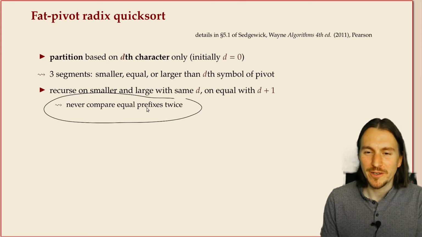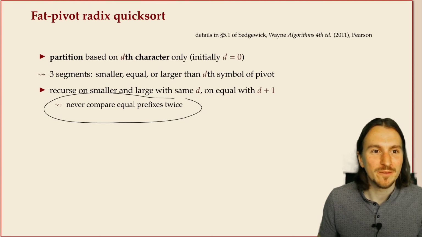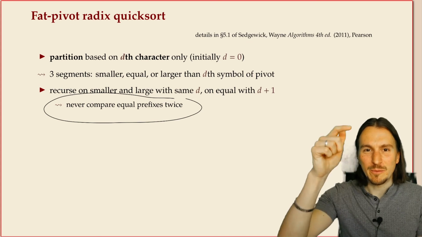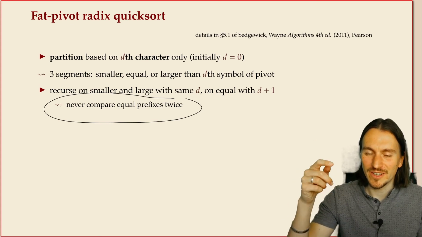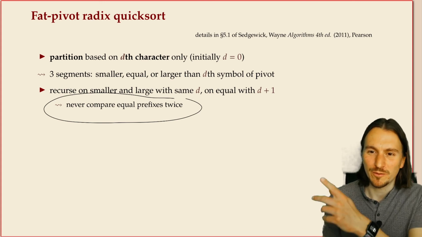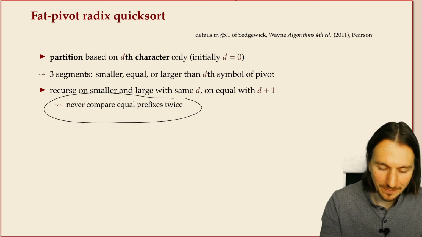Because we never compare the same, well, the other way around. For a standard sorting method, we repeatedly compare strings, and it could happen that we compare the same shared prefix many times, and we have to scan over this many times.